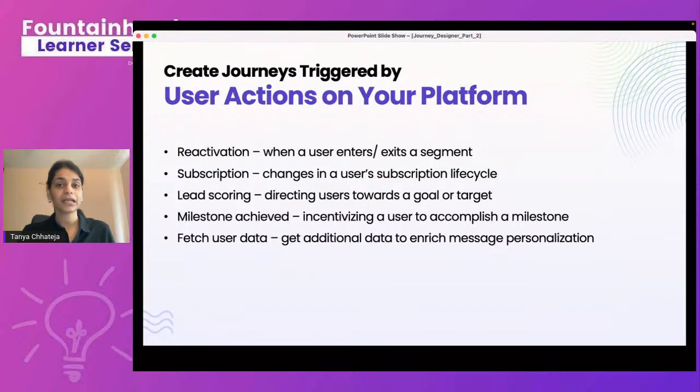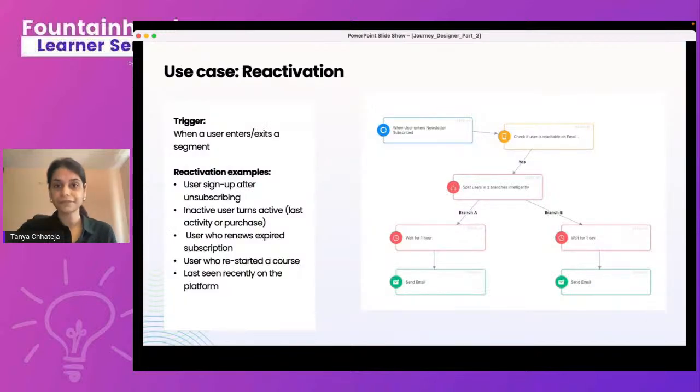And the fifth and last use case that we're going to discuss is fetching additional user data by calling an API. Call API is a block within your journey campaigns that you can use to make sure that your messages are more personalized. I'll also be going through various examples of how you can use the call API block in your journey campaigns.